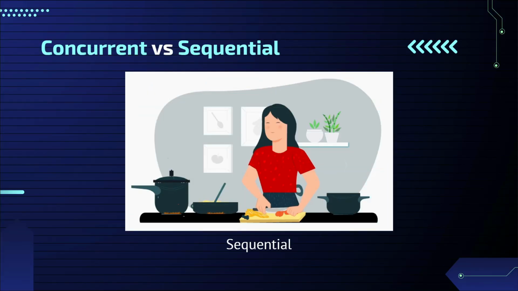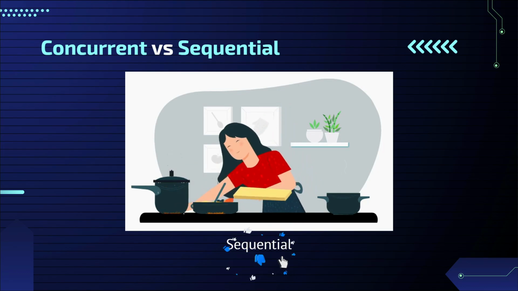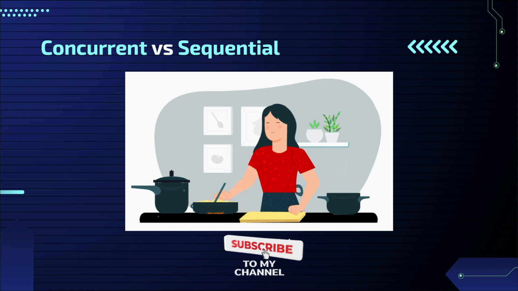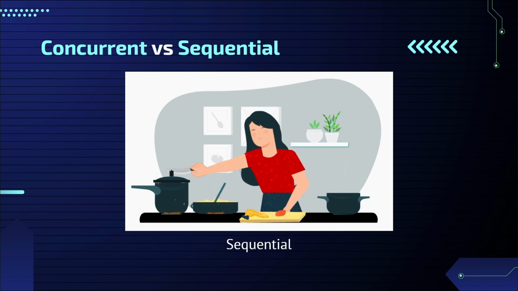Now, let's understand the difference between sequential and concurrent execution with a simple example. Imagine you are cooking alone. You first cut the vegetables, then cook them, and finally serve the food. You are doing each step one after another. This is sequential execution. Just like how programming languages like C work, one instruction runs after another.